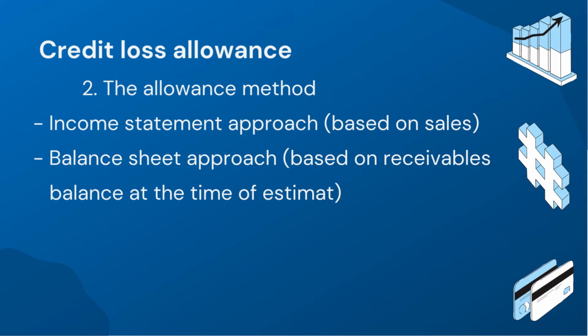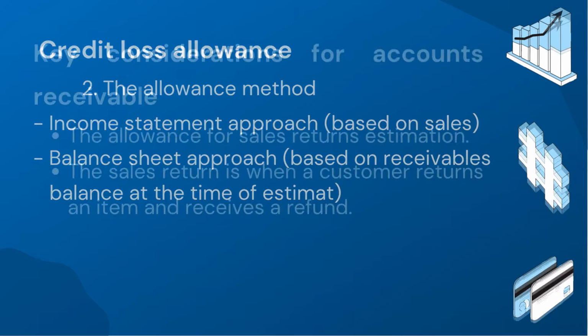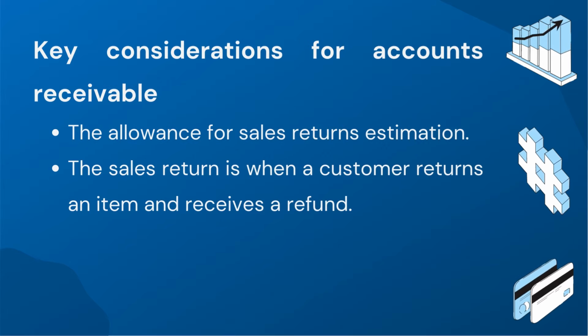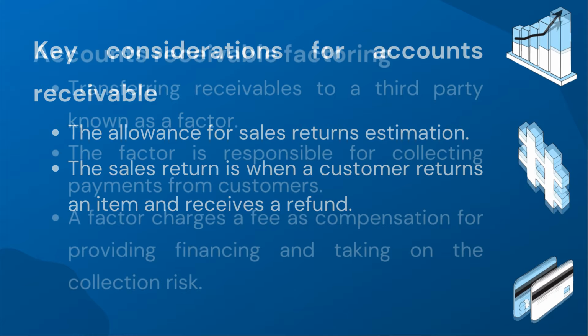On the other hand, the balance sheet approach determines the ending balance of the allowance as a percentage of the ending balance of accounts receivable. Another key consideration is the allowance for sales returns, which is established when merchandise can be returned. It ensures that revenue and related expenses are recognized in the same accounting period, providing accurate financial reporting.